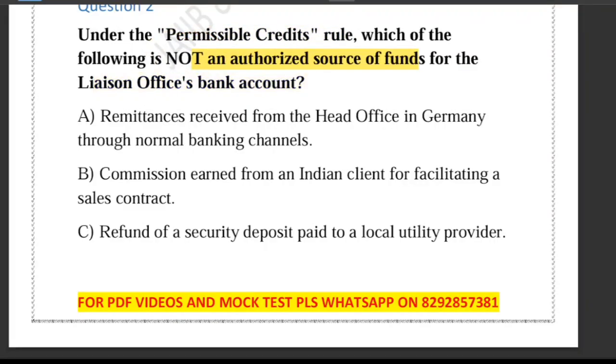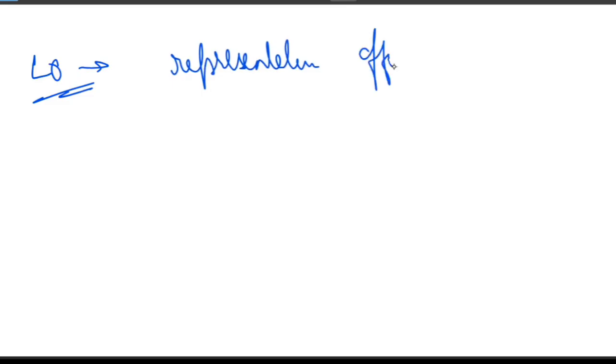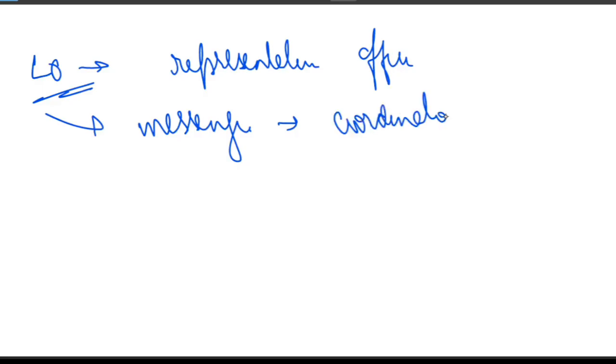So let's answer this question. First of all, before answering it, let's simplify it. If we talk about the liaison office, the LO in India is just a representative office. Remember, it is just a representative office. It is like a messenger, or a coordinator. You can call it a messenger, you can call it a coordinator, between the foreign head office and the Indian parties, right? Just a representative office.